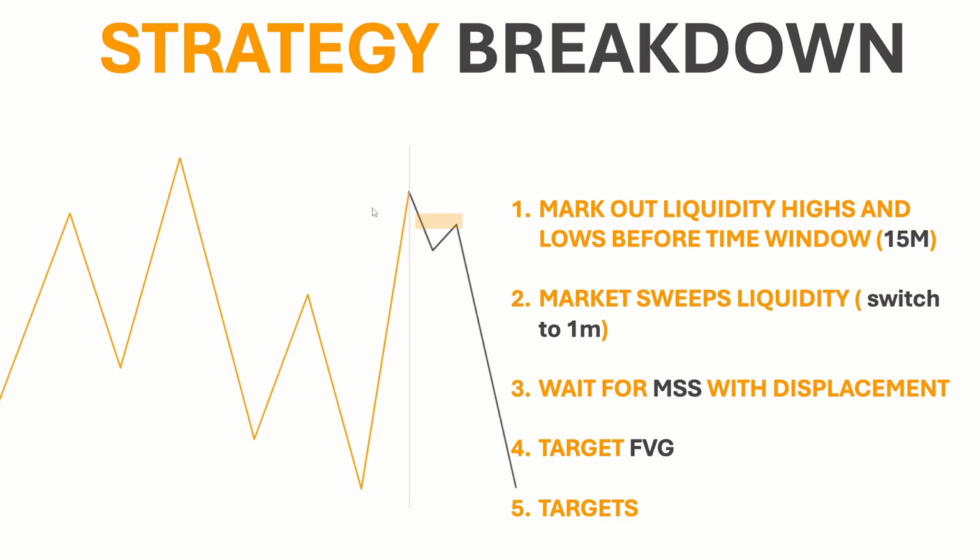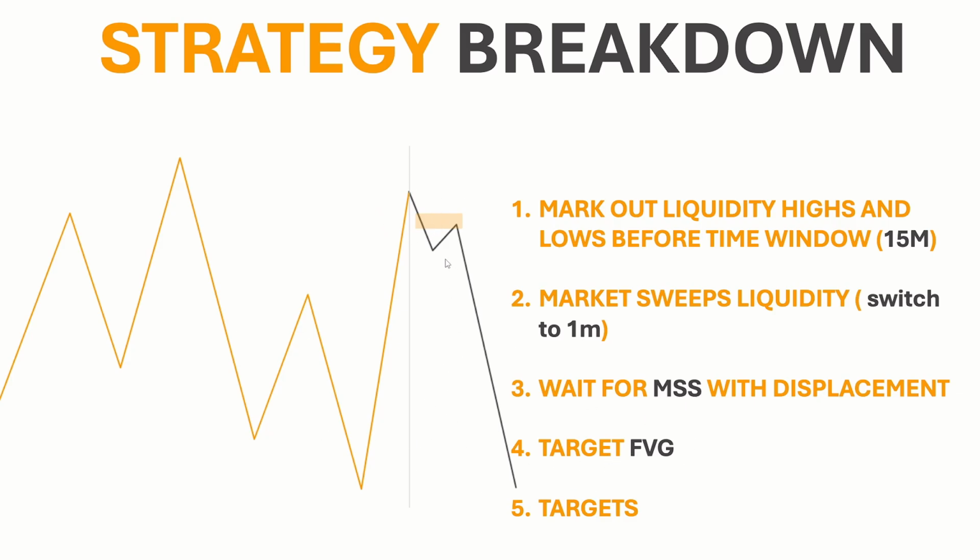So we would be looking for liquidity on the 15-minute. Once we see market sweeps liquidity, we drop to the 1 minute. We wait for our market structure shift with displacement. We wait for our fair value gap. We enter off our fair value gap. Stop loss above the swing high, and we target opposing liquidity.